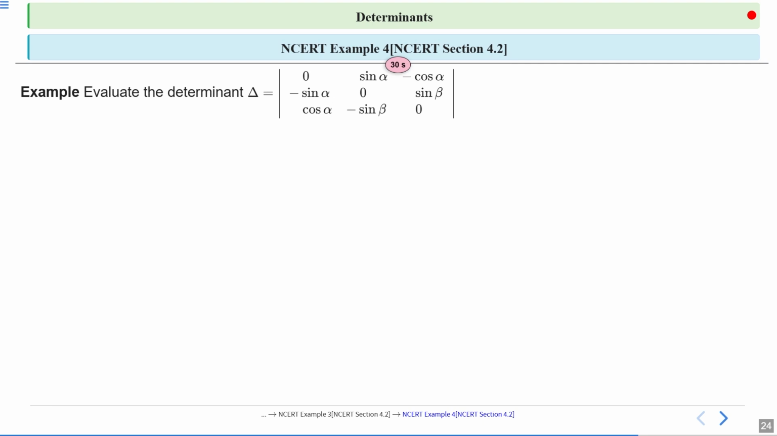Okay, now we have another matrix of order 3 cross 3 and we have to calculate the determinant of this matrix, that is 0, sin alpha, minus cos alpha; minus sin alpha, 0, sin beta; cos alpha, minus sin beta, 0. So just try.